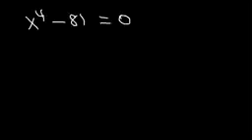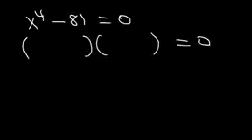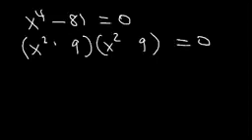Now let's say you have an expression that looks like this. x to the 4 minus 81 is equal to 0. What is the value of x? So notice that we can use the difference of squares technique. The square root of x to the 4 is x squared, because x squared times x squared is x to the 4th. The square root of 81 is 9. So one side is going to be plus and the other side is going to be minus.